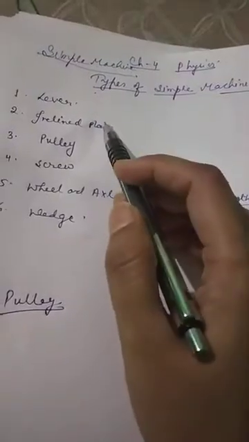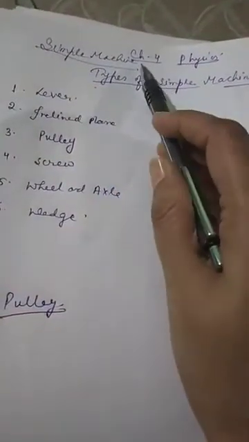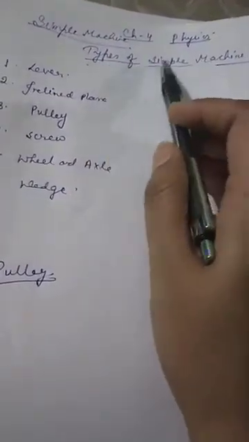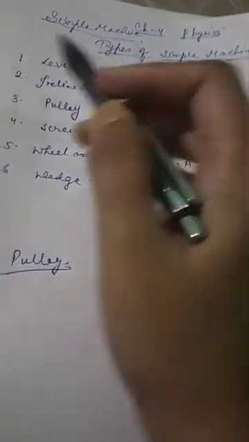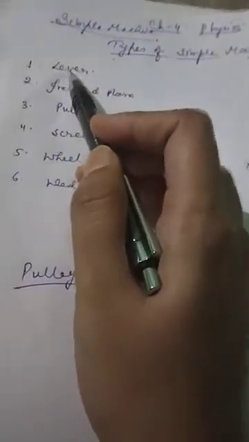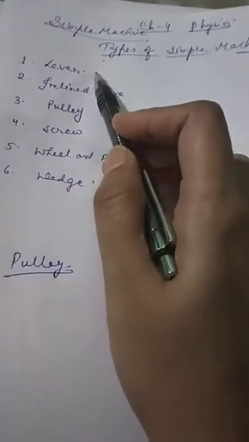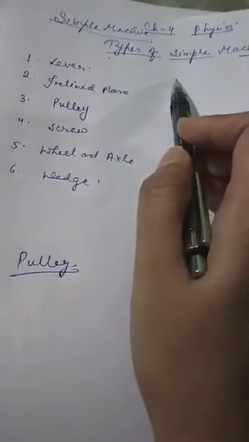Good morning, students. We are discussing chapter 4 of physics, simple machines. In the last class, we were discussing types of simple machines, and in that I have already discussed the lever and all three types of lever: first kind, second kind, and third kind.